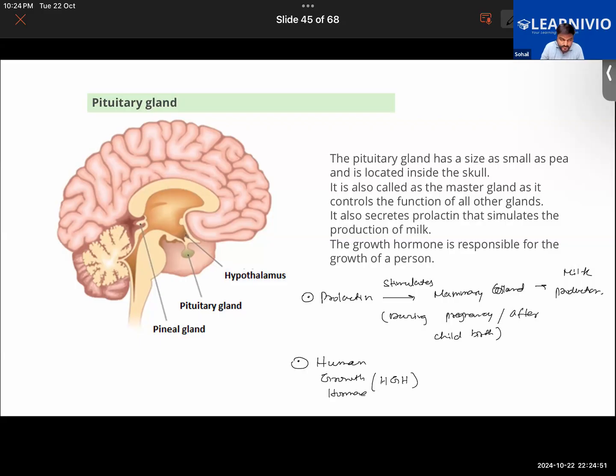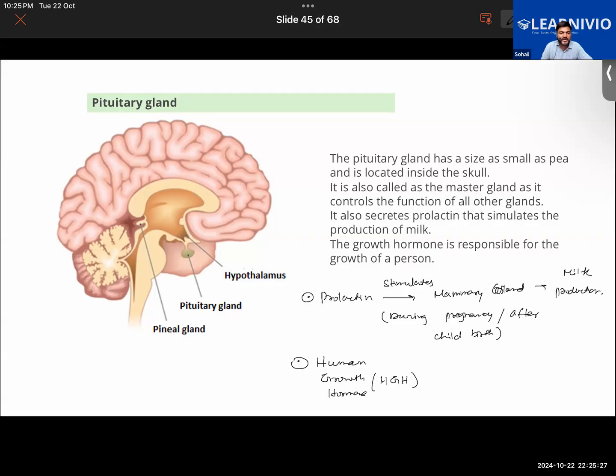During adolescence, the secretion of human growth hormone increases, and it is responsible for the growth of the height of the person. Got this, everyone, so far? Yes, sir. Now, how does the growth of the height take place? Basically, it elongates the bones in our body. So it is responsible for elongation of the bones in our body.